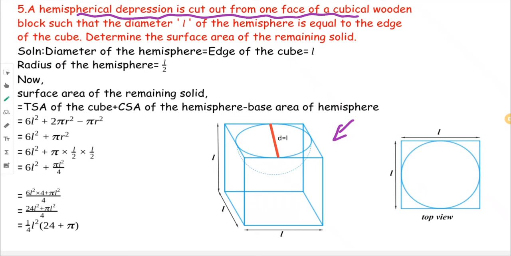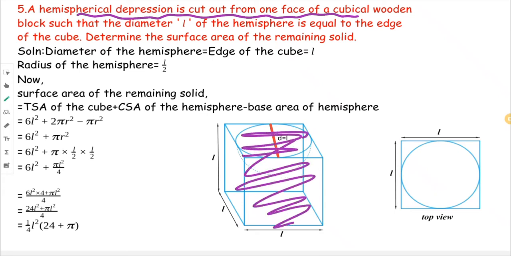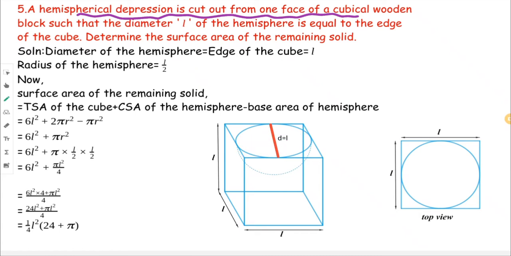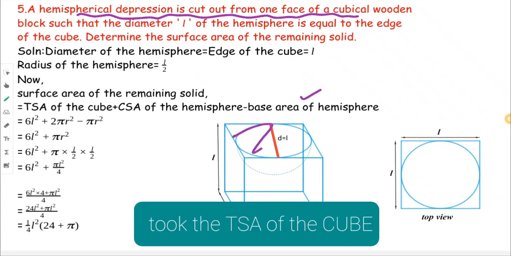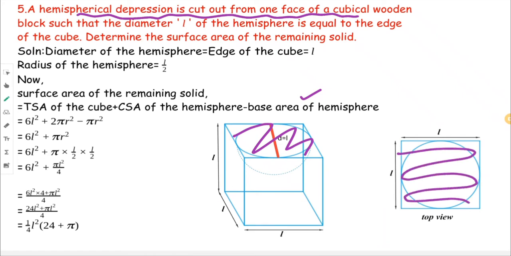So how do you find this? First, we'll take the total surface area of the cube, the whole cube: up, down, left, right, front and back. Total surface area of the cube plus curved surface area of the hemisphere, because remember here there's a hole now, in the shape of a hemisphere. And then we have to subtract the base area of the hemisphere, because when I took the total surface area of the hemisphere, I took everything here. But I only need this area.